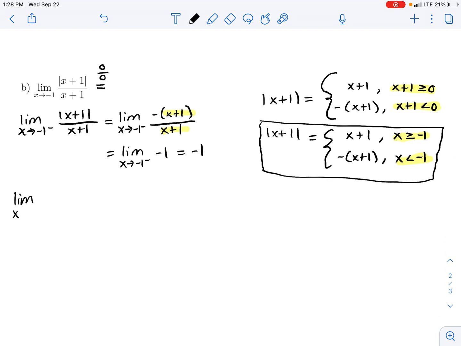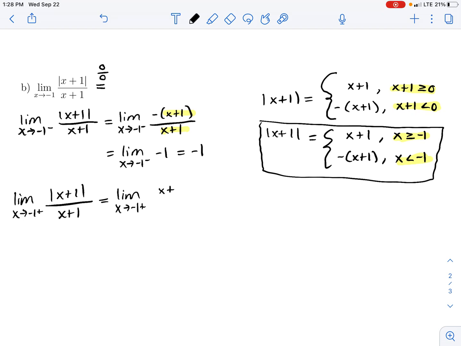Now I'm going to consider the limit as x approaches -1 from the right, the absolute value of x plus 1 over x plus 1. So this gives me the limit as x approaches -1 from the right. And now I need to rewrite the absolute value of x plus 1 coming from the right now. So which piece should I use? Hopefully you agree and say that it's the top piece, x plus 1.